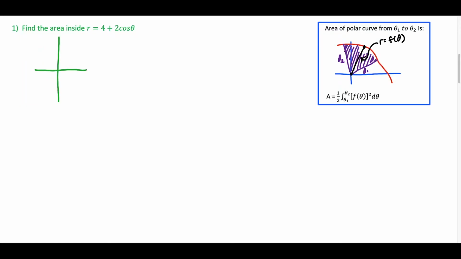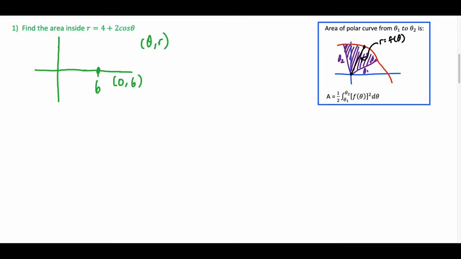If we draw this out, what we're going to do is plug in values for theta and see what the radius is for each theta. Now to start, we could try theta equals 0, and we'll get 4 plus 2 cosine 0, which is 6. Which tells us our first point is going out 6 units in the direction of 0 radians, and we'll just label it as 0, 6.